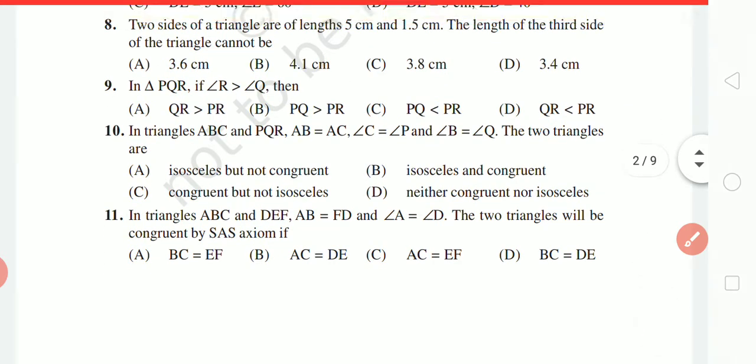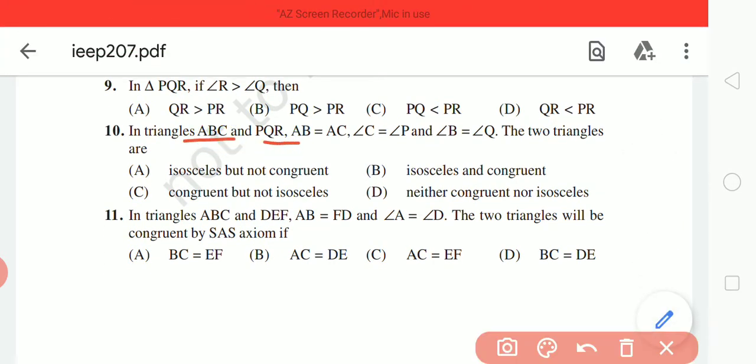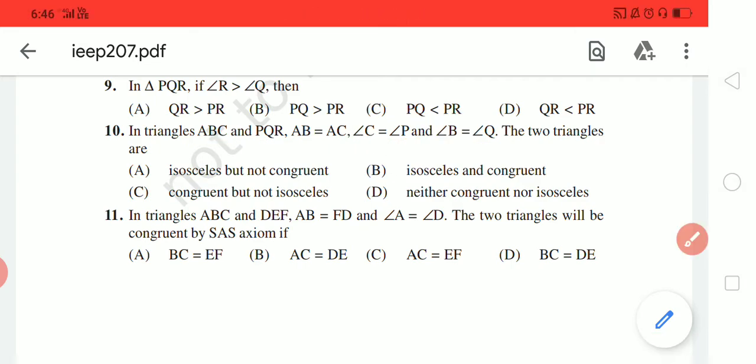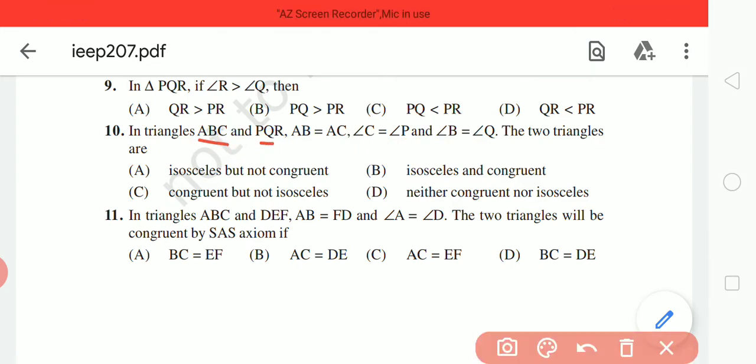Now come to question number 10. In triangles ABC and PQR, AB equals AC, angle C is equal to P, angle B is equal to Q. If two angles are equal, then it is an isosceles triangle. But when we see the condition of triangles ABC and PQR, AB and AC are equal. So you can say that it must be QRP, not PQR. So this is an isosceles triangle but not congruent. A is the right option.